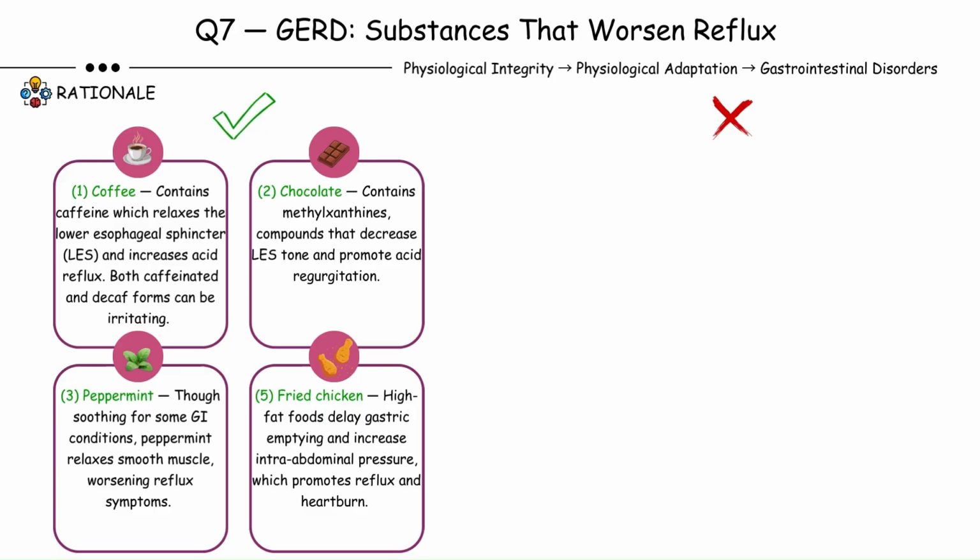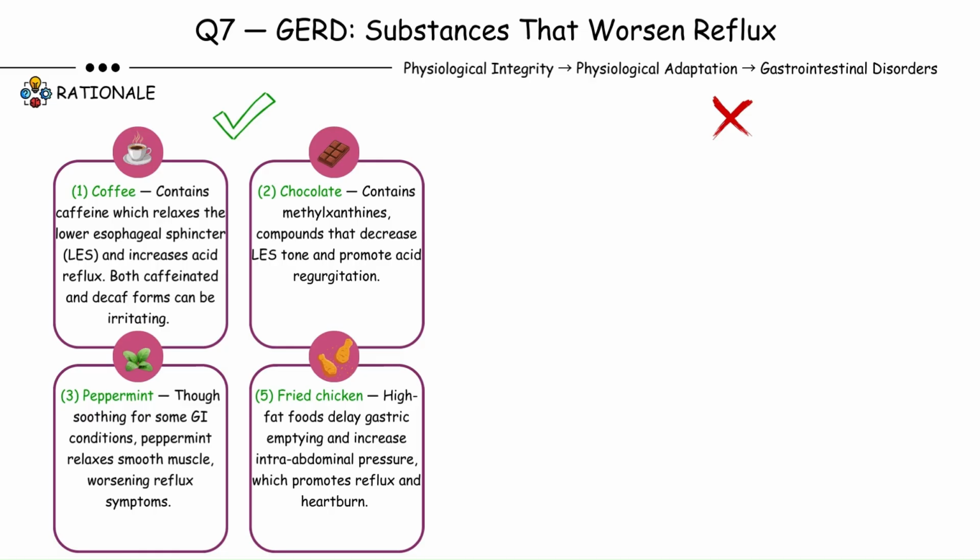Chocolate contains methylxanthines, which also decrease LES tone. That means more reflux and more burning. Even though peppermint sometimes helps with other types of stomach upset, for GERD, it actually relaxes smooth muscle, including the sphincter. That relaxation makes symptoms worse.